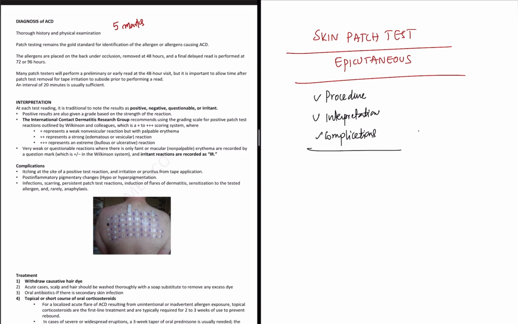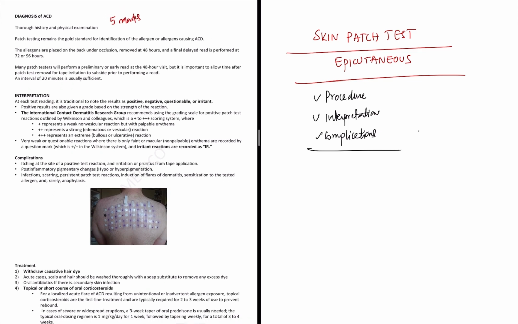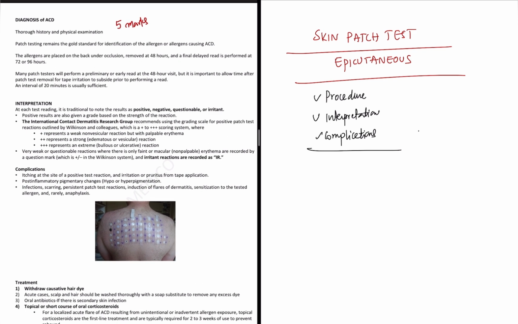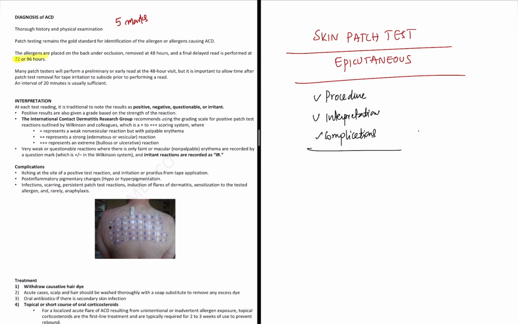Now skin patch test: we attach a patch which has common allergens on it, and the site of attachment is mostly on the back. The results are read after 72 to 96 hours. This point is important. And in the interpretation, it can be positive, negative, questionable, or irritant.